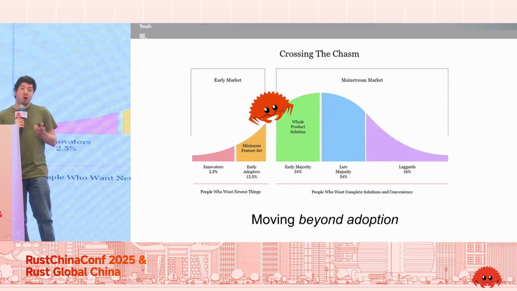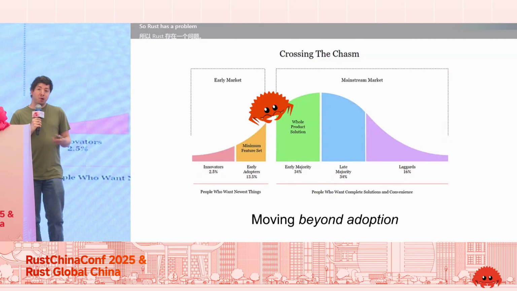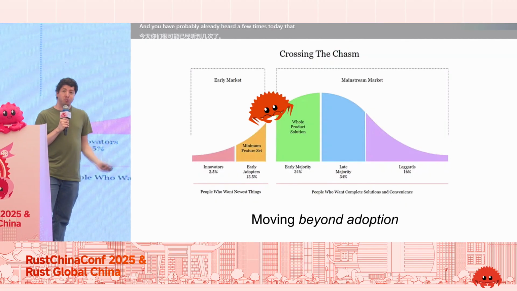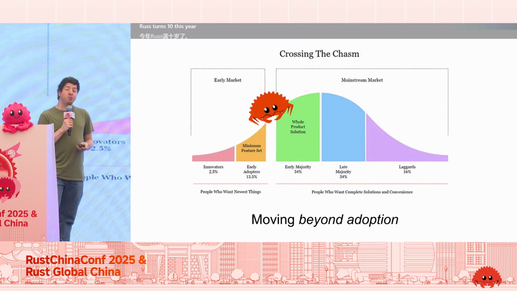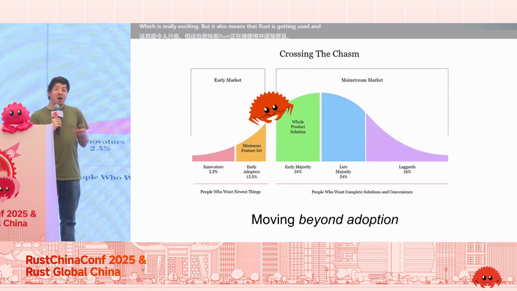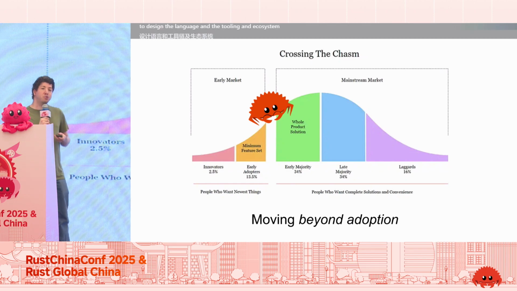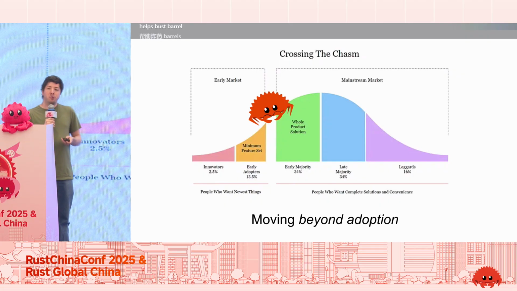So Rust has a problem. And you have probably already heard a few times today that Rust turns 10 this year, which is really exciting. But it also means that Rust is getting used, and we have to think beyond adoption, right? So for the last 10 years, it's been easy. When we think about how to design the language and the tooling and the ecosystem, the answer is, does it help? If it helps Rust grow, great. But now we have to think beyond adoption.